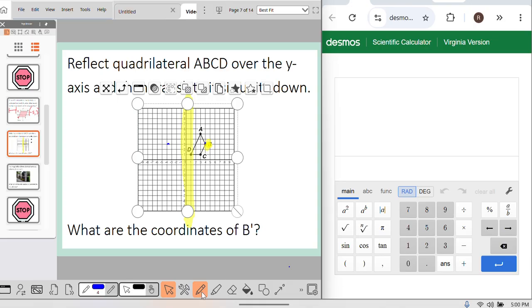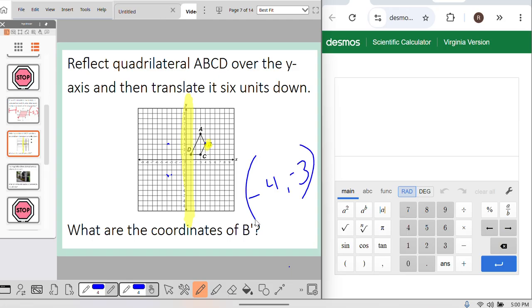And let me see if it is. Hold on. Get my pen back. 1, 2, 3, 4, 5, 6. Right there. Okay. So that means that the new coordinates of B prime are -4 and down -3. So those are my new coordinates of B prime.